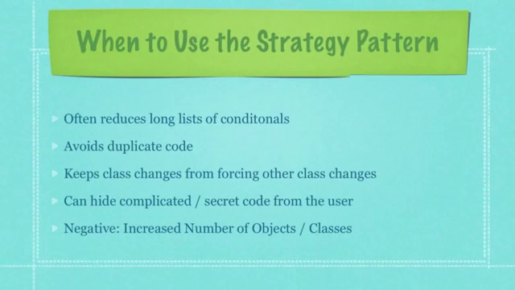Other good reasons to use the strategy pattern: it often reduces long lists of conditionals. So if you start seeing that you're using many different types of conditionals, chances are strategy pattern is going to help you out. Of course, like we said 100 times, it avoids duplicate code. It keeps class changes from forcing other class changes. It also allows you to hide complicated or secret code from the user. And pretty much there is only one negative: you're going to have an increased number of objects and classes if you use the strategy pattern. So there is the strategy pattern.